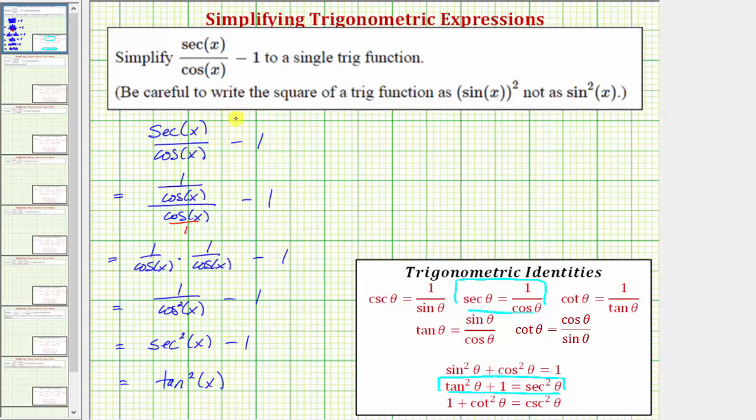However, there is a note to be careful about entering in a squared trig function into our homework system. If we want to enter tangent squared x, we actually enter the square of tangent x, or tangent x squared.